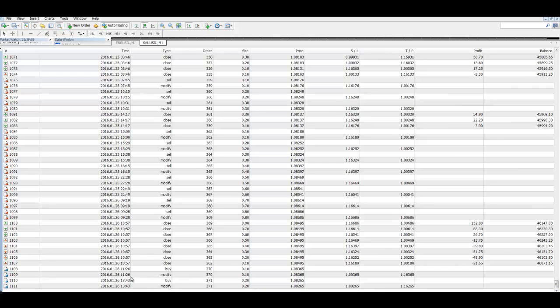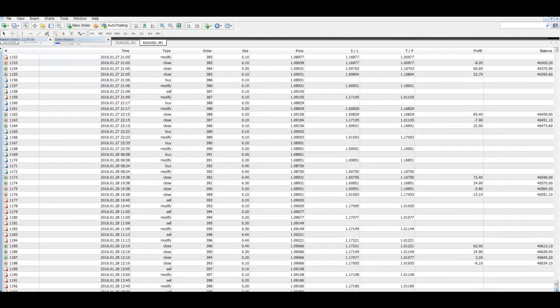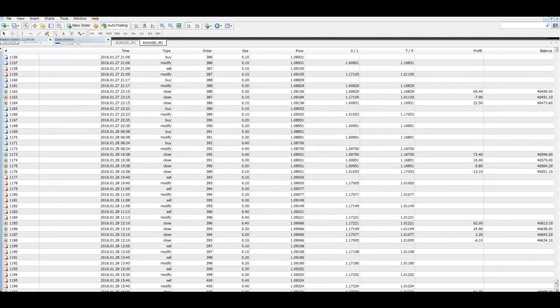Okay, now we're at January 26th, and as you can see, from the standpoint of profitability, we are over $46,000. So in less than a month, we profited $6,000, which in terms of yield is about 15%. Now we're approaching the end of the month. We are at January 27th by now. We are well over $46,000.